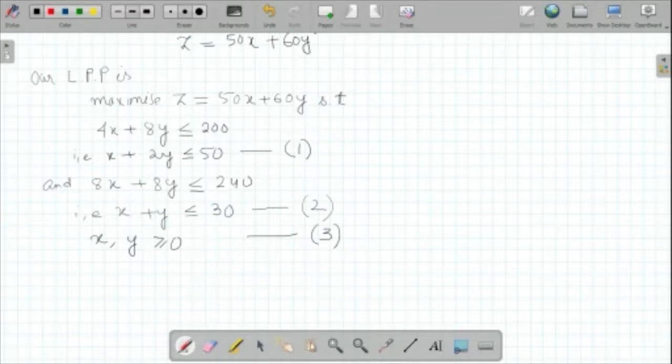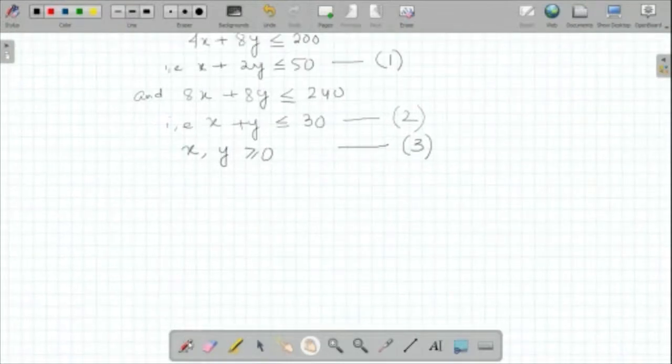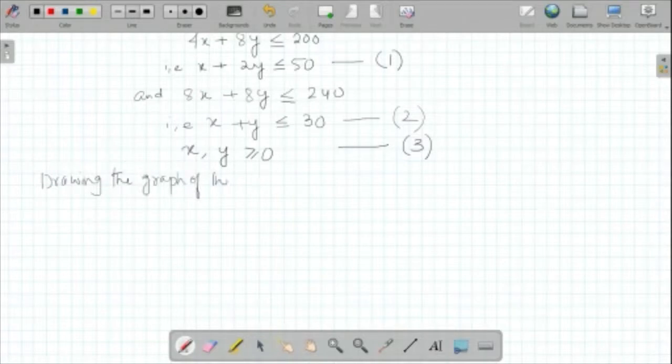Okay, see we will draw the graphs, right? So we will be drawing the graphs of the above equations. Okay, so the first equation, okay? Now let's see.